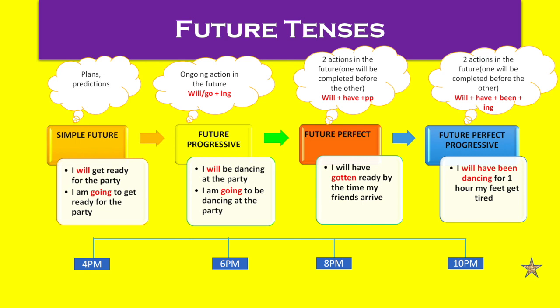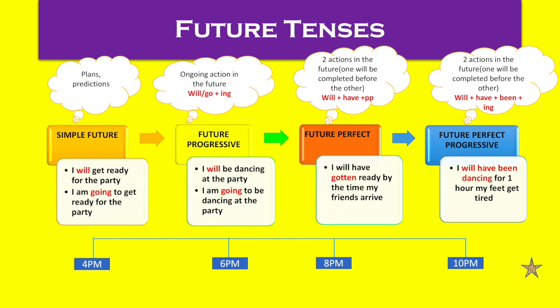Now, future perfect progressive, I will have been dancing for 1 hour before my feet get tired. So you have two actions in the future. One will be completed before the other, but one will be in progress in the future. So I will have been dancing, ing, because this is going to be in progress.